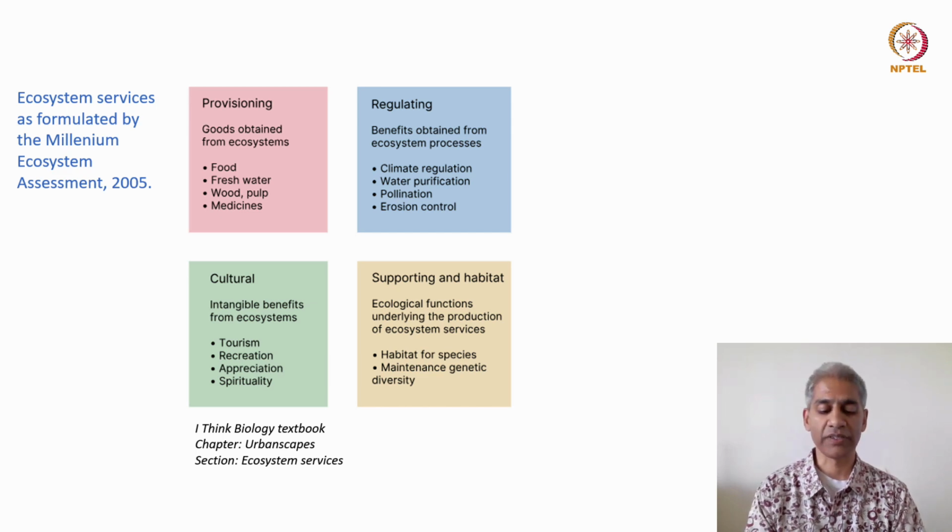Ecosystem services are now defined as products and processes of natural systems that directly or indirectly benefit humans or enhance societal welfare. There are 4 categories of ecosystem services that have been described, and these are shown on the slide.